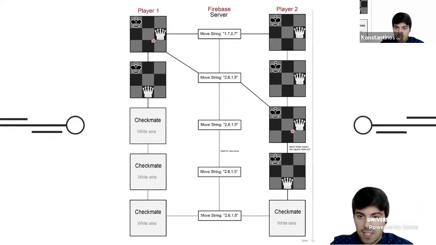Here's an example of the architecture in action. In an online match of chess, a user reaches checkmate. The server gets the performed move and sends it to the other user's device. The two game states are identical, and thus the game culminates.